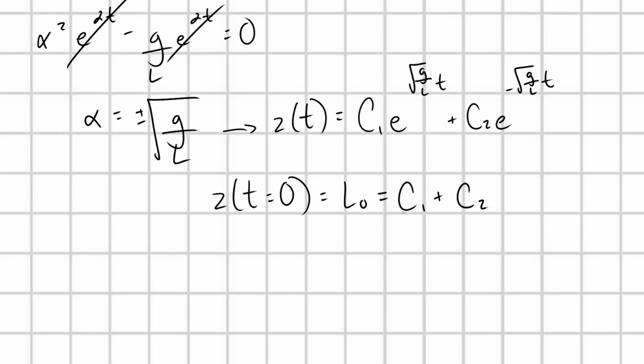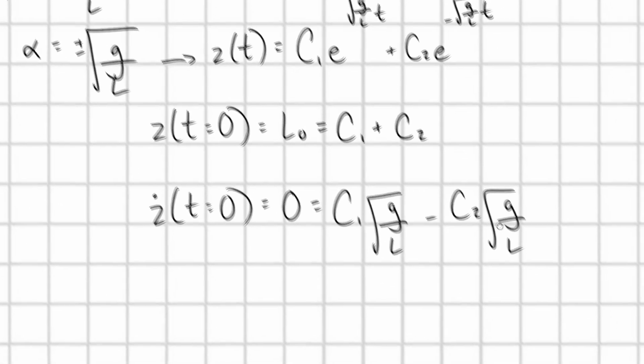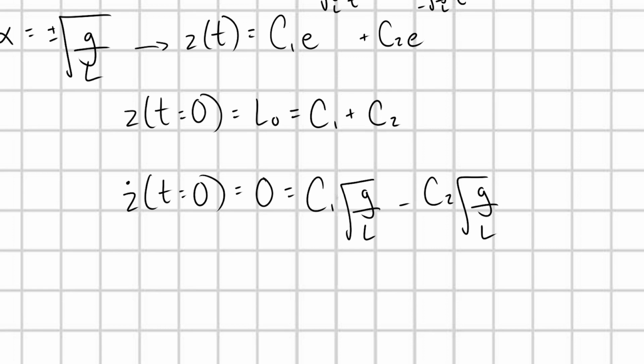And next, right, the next condition is that this rope starts out stationary, so the velocity, or z dot, at t equals 0 is going to be equal to 0. And so this is going to be equal to, take the derivatives and plug in 0 for t, you're going to get c1 times root g over L minus c2 root g over L. Right, and so can we read off the relation between c1 and c2 here? Yeah, almost immediately, right? From this bottom equation, this is really just a fancy way of telling us that c1 is equal to c2.